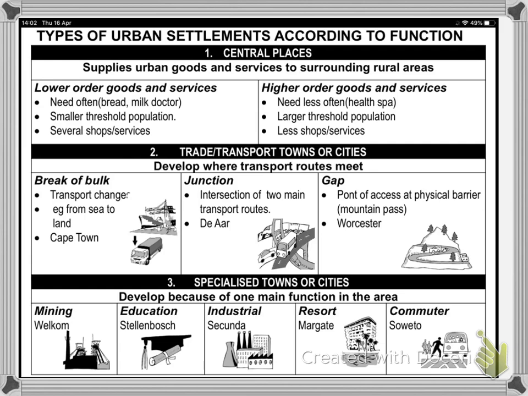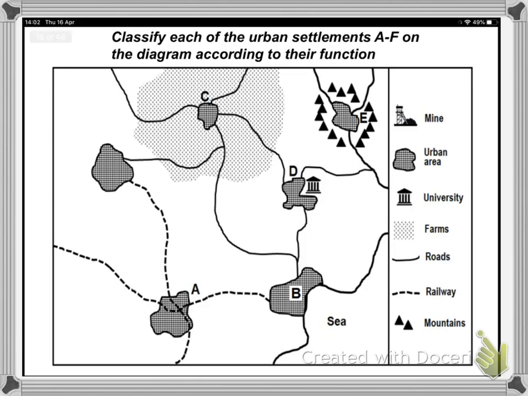And then you have your specialized towns or cities. This can be like mining, and that's also Kimberley, of course, started out really, education, industrial, resorts, and then commuter. Alright, so let's go to our next page. This is the activity, and I'm going to do this with you. So please have a close look as I go through this and make sure you understand.